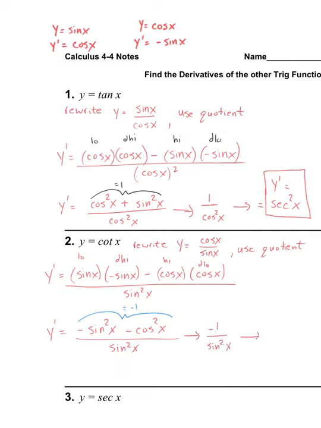And we know using the quotient identities that the reciprocal of the sine, 1 over sine of x, is equal to cosecant of x. So that's going to simplify to negative cosecant squared of x. And that is the derivative of the cotangent. So the derivative of the tangent is secant squared. Memorize it. The derivative of the cotangent is negative cosecant squared of x.